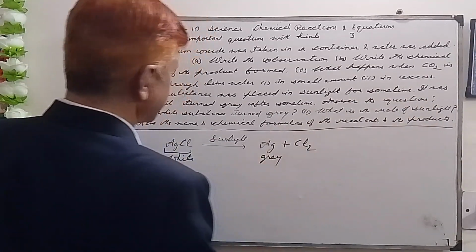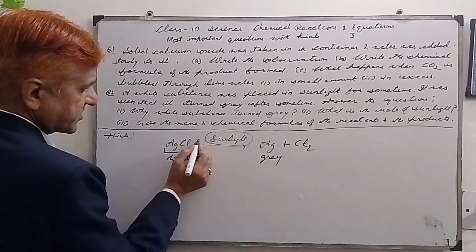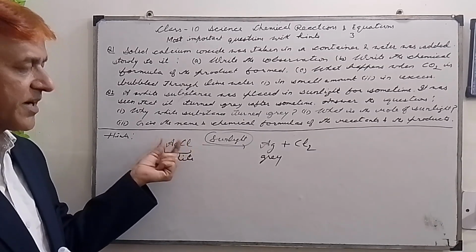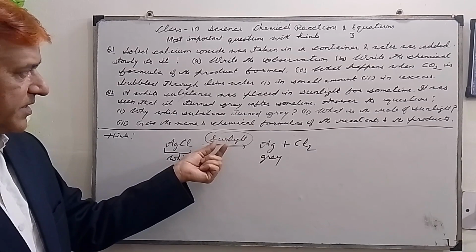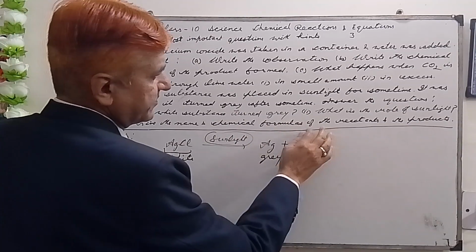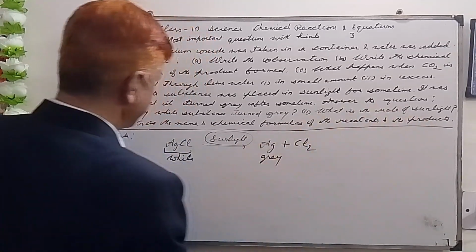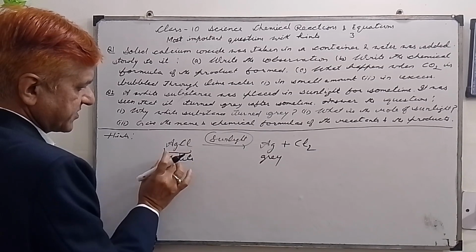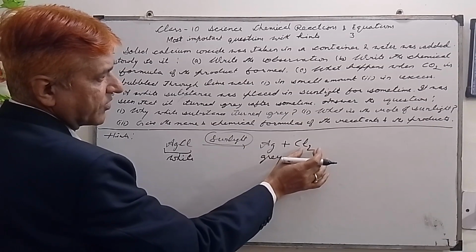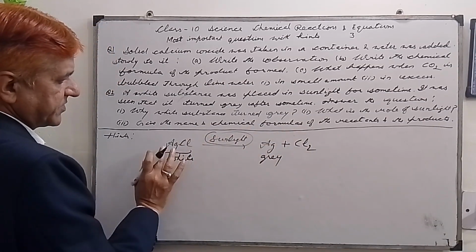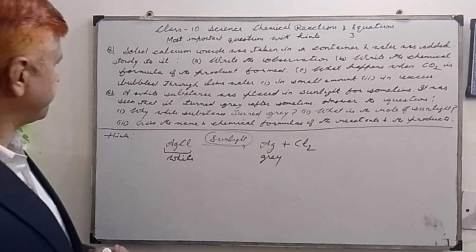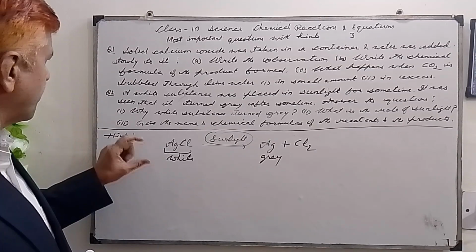What is the role of sunlight? Sunlight causes the decomposition of silver chloride, the breaking of silver chloride. So this is the role of sunlight. This is the energy here. And give the name and chemical formulas of reactants and products. The reactant is silver chloride, and the products are silver and chlorine. And you can also write the formulas: silver chloride AgCl, silver Ag, and chlorine Cl2. So my dear students, this is the answer of the second question.